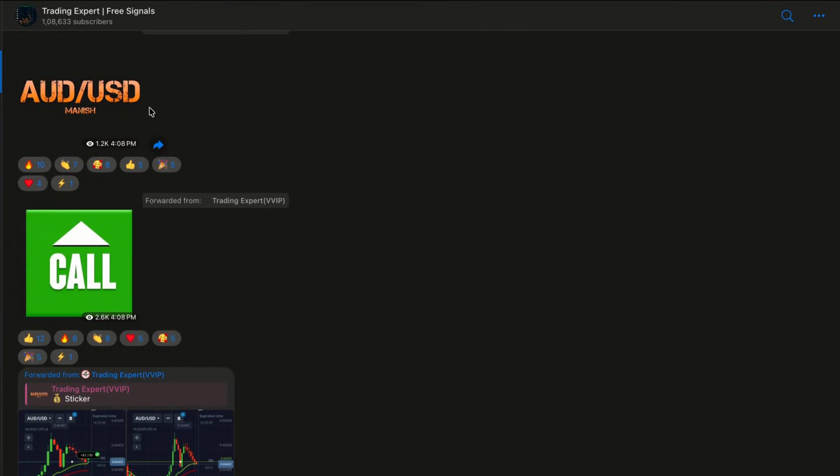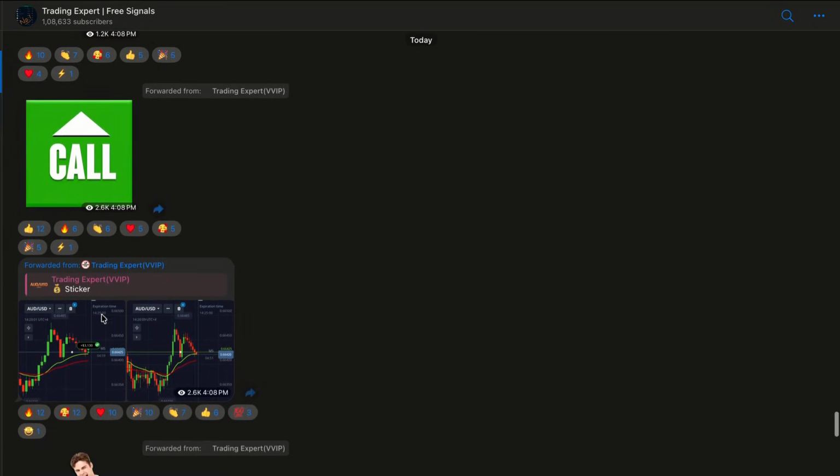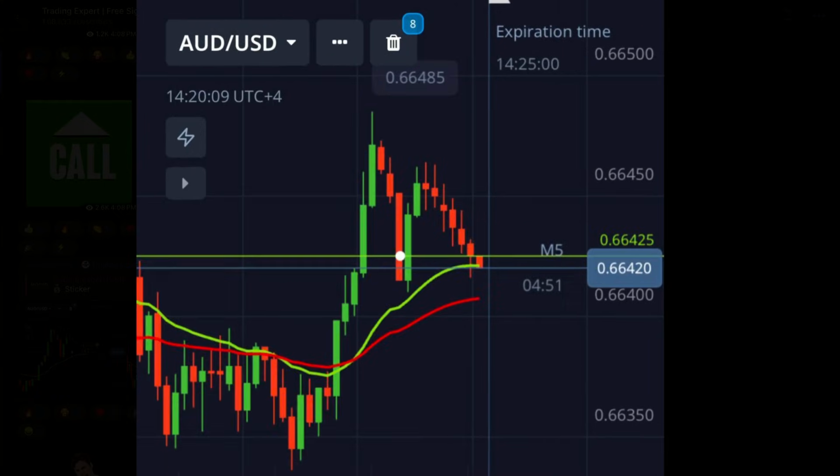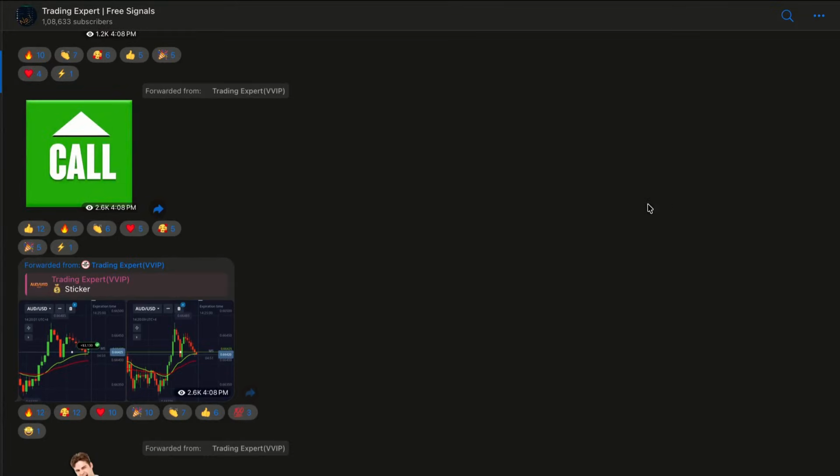The next signal was for AUD/USD, 5 minutes, call. This was also a very good win. In this, the price was trading above the moving average, the uptrend was strong, and the moving average also confirmed the bullish momentum. So we entered a call here at the moving average and we won this trade for the call side. You can check out, this was a very good win.